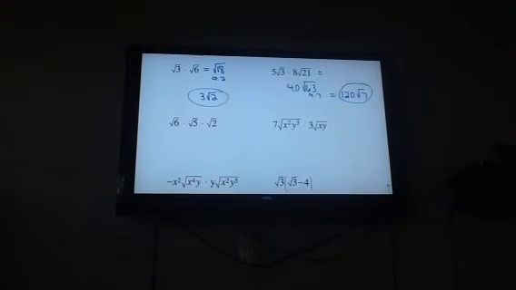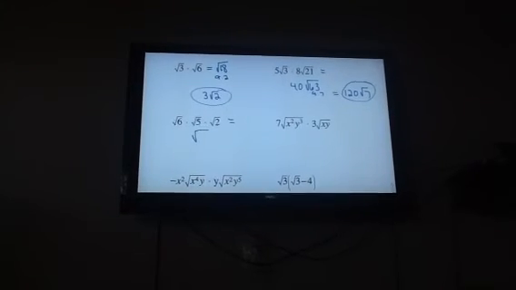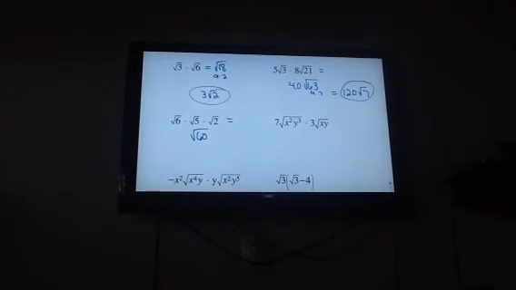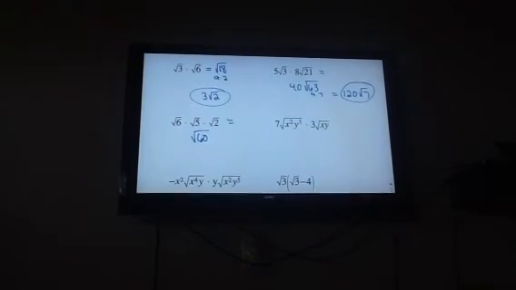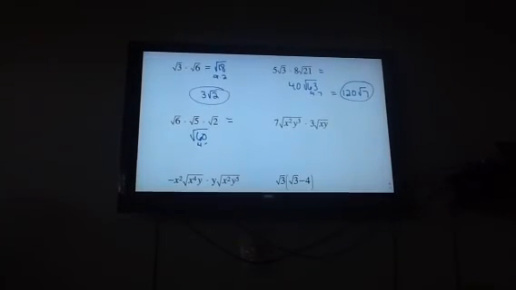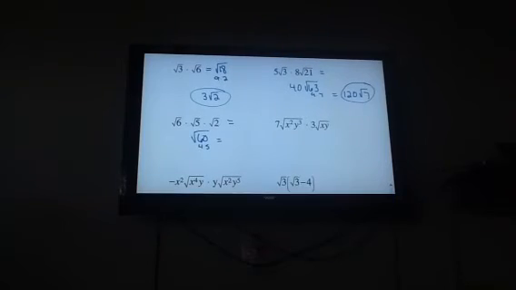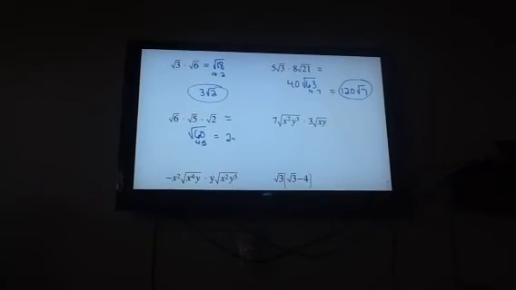Six times 5 times 2 is 60. 60 is not a perfect square, but breaks to 4 times 15 to give me 2 square root 15.